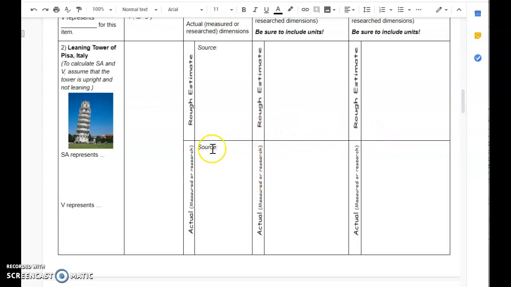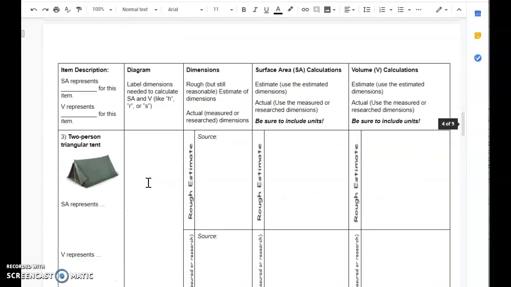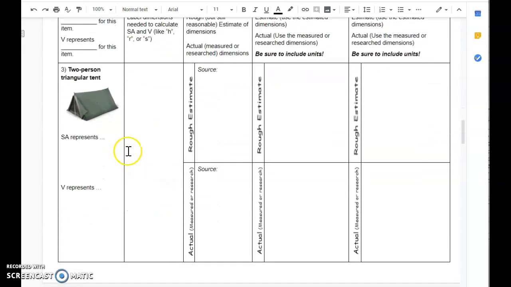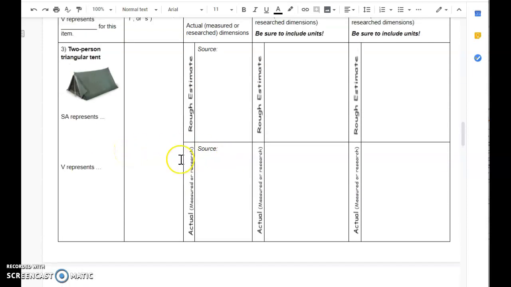Okay, and then the third problem is a two-person triangle tent. Again, you need to specify the source. If you went online and just Googled two-person triangular tent and got your dimensions from there, please state the link of that as well as what you found to be the dimensions that you're using to calculate the surface area and the volume, and make sure you fill in all the details. Surface area, what does surface area represent in this case? What does volume represent in this case?